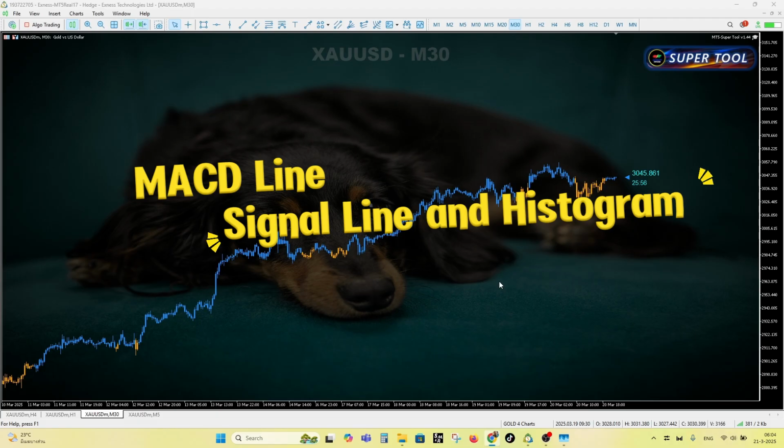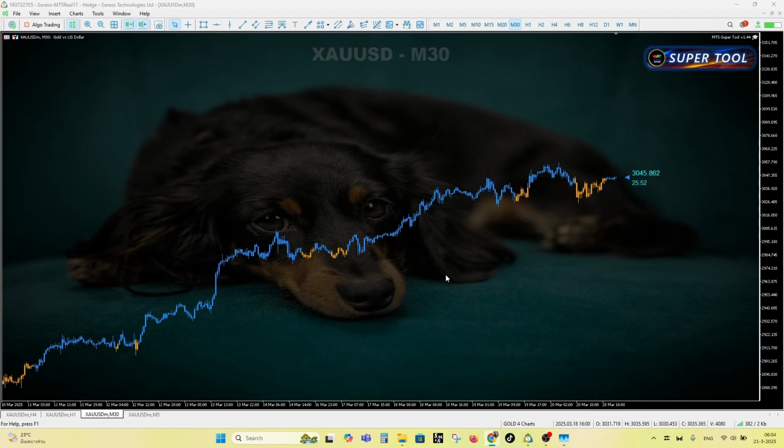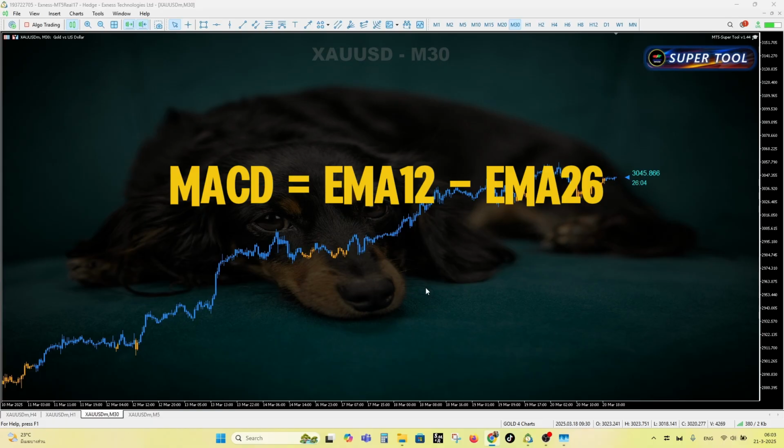The MACD line is calculated by using a stock's or trading pair's closing prices and subtracting one from the other. Typically, it's the 12-period EMA minus the 26-period EMA. The MACD line bounces up and down the zero line and shows us the trend of the price.